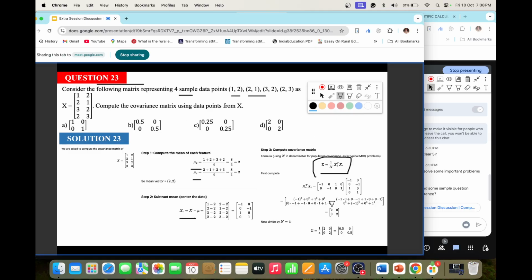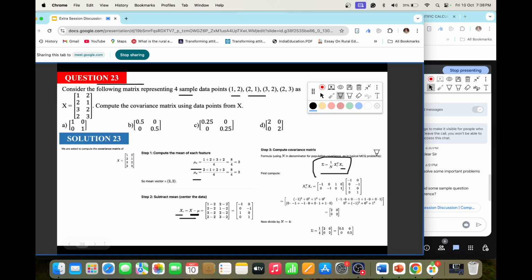And then you have to do XC transpose times XC. Just find the XC first. XC is nothing but x minus mu. Once you find x minus mu, you get the XC. So first you have to find the mu value, that is the mean value. Then you center the data: your matrix minus the mean value. By this you can center the data.